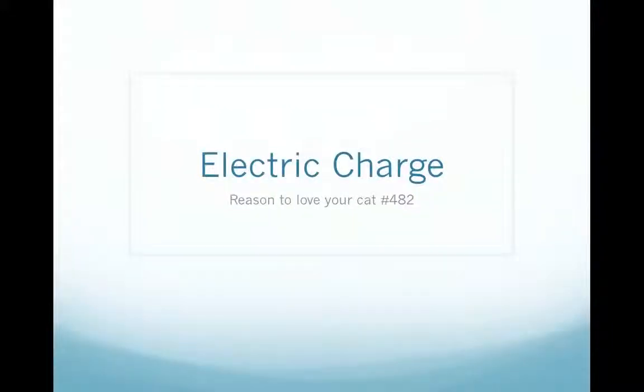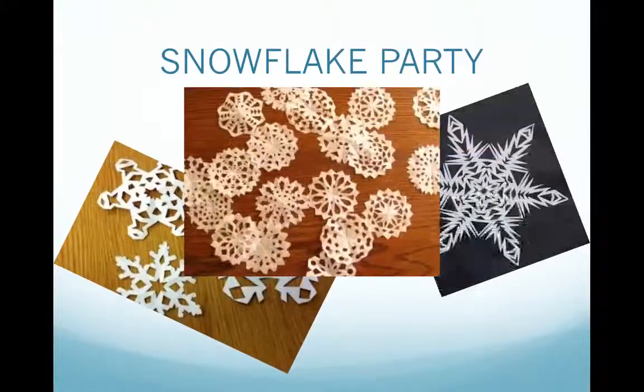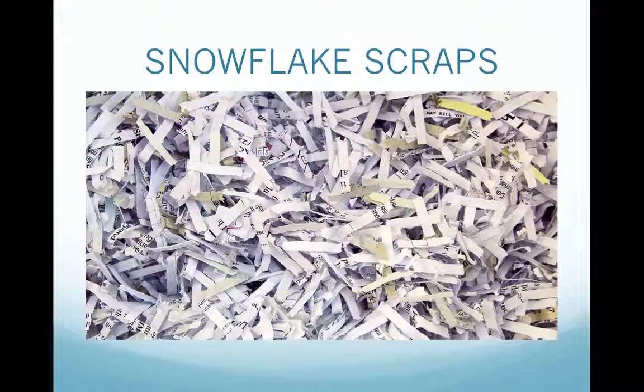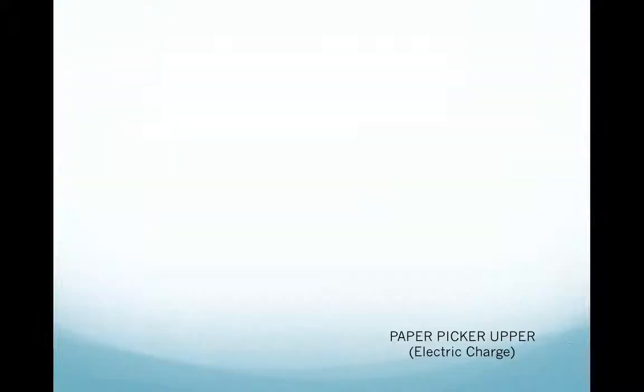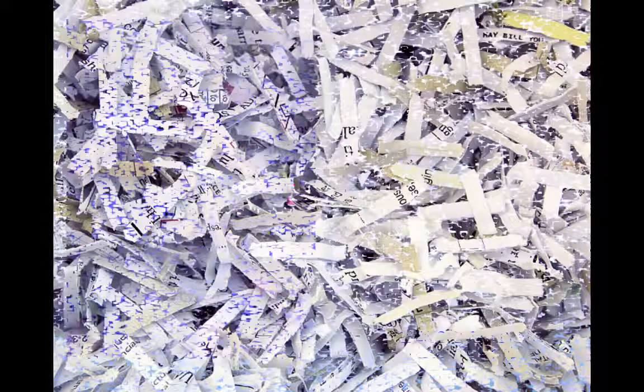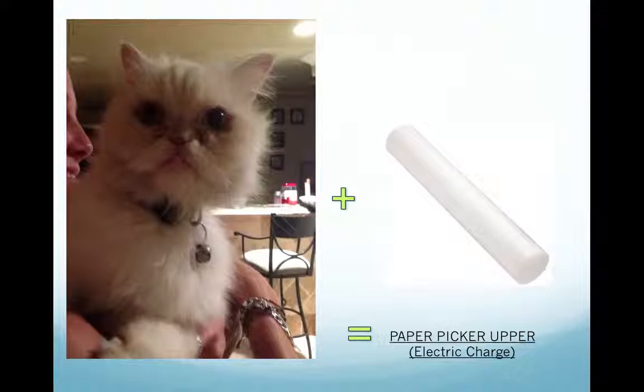Charge. Reason to love your cat, number 482. So say you want a paper snowflake making party. But we all know that can get a little out of hand and leave lots of scraps. This is where you need the help of your trusty pal, Snowball. All you do, you take Snowball, rub him on this here handy plastic rod, and voila, you have paper bits attracted to the plastic rod and pick.